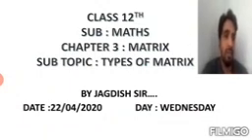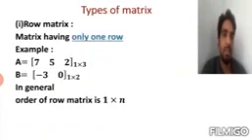I hope all of you are fine. Today we'll learn about the types of matrix. So let's start with the first type of matrix, that is a row matrix. A matrix having only one row.